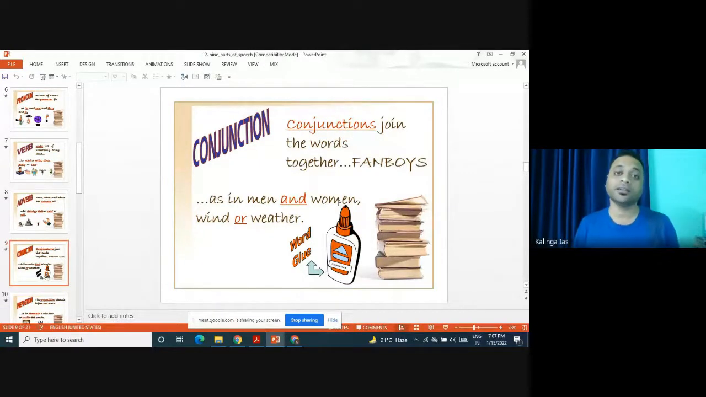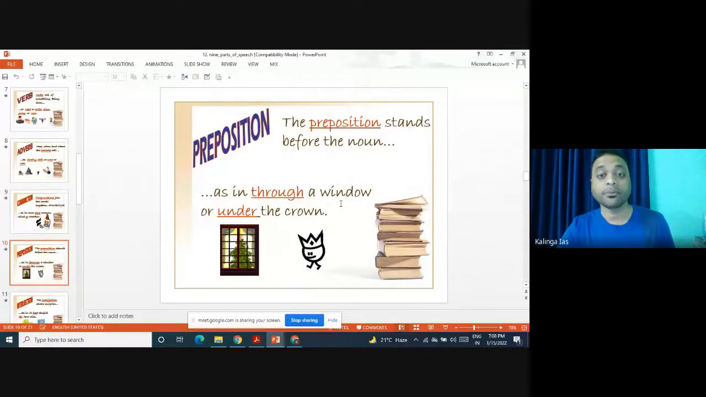Conjunctions are the words which are also called word glues. Why word glues? They join word to word. They join sentences to sentences. And coordinating conjunctions have the acronym FANBOYS: for, and, nor, but, or, yet, so. These are coordinating conjunctions. Preposition talks about the placement of a noun. Where is it? My cell phone is on the table. It means touching the surface of the table. It talks about the position of the noun. Okay.